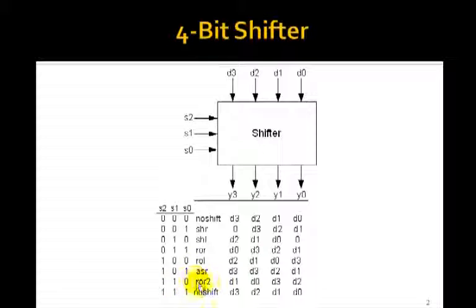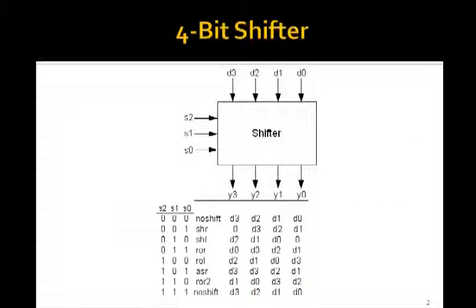For 6 I put a rotate 2, where we're going to rotate 2 bits. So D0 goes over here and ends up at Y2, D1 rotates around and ends up at Y3, and then D3 shifts 2 bits over here to Y1, and D2 shifts 2 bits to Y0. So that's just a rotate 2. And for 7 we left it as no shift again.